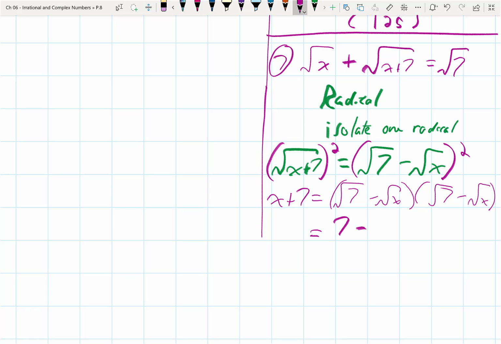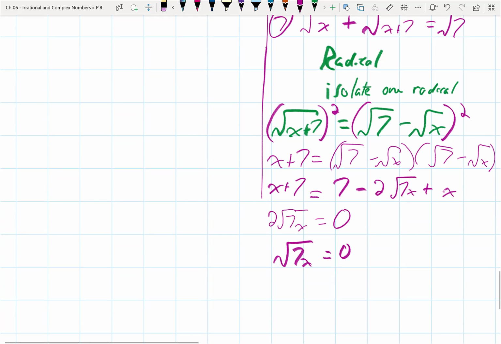So that gives me 7 minus 2 root 7x plus x on the right, and x plus 7 on the left. Which is fine. If I move the 2 root 7x to the left side, 2 root 7x is positive. If I move the x plus 7 to the right side, they cancel out and give me 0. Which is fine. Divide both sides by 2. Square both sides. And divide both sides by 7. You still get x is equal to 0.